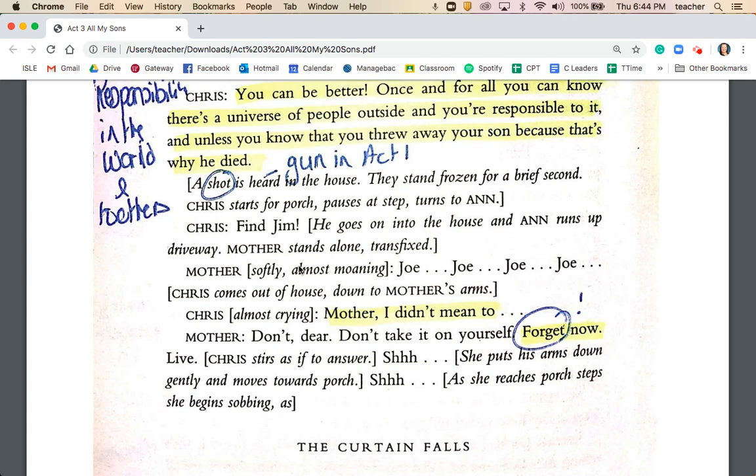So Chris says immediately he's obviously sad because his father's died, and if you look at the emotions here, Mother is almost moaning, Chris is almost crying, and Mother's last lines, I think, are really important and significant. "Don't, dear, don't take it on yourself. Forget now, live." This idea that they're going to move forward from this, but is this an example of Kate falling back into delusion at the end of the play and refusing to accept what's happened here and to address what's happened here? But it's obviously, when you watch it in that production, a very quick, dramatic, exciting end to the play. Very important.